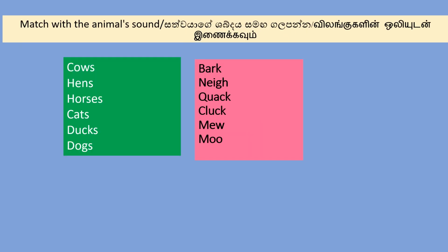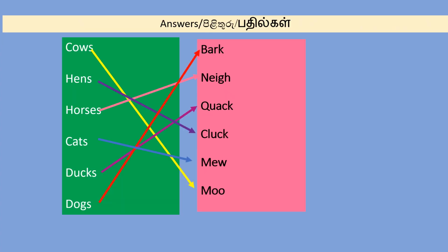Match with the animal sound. Cows, hens, horses, cats, ducks, dogs. Bark, neigh, quack, cluck, mew, moo.